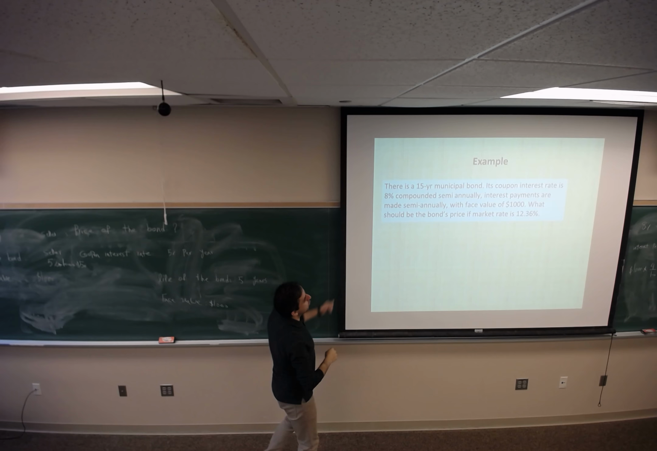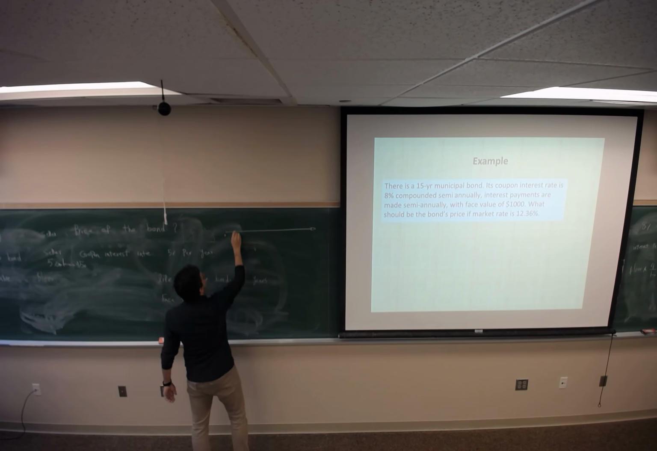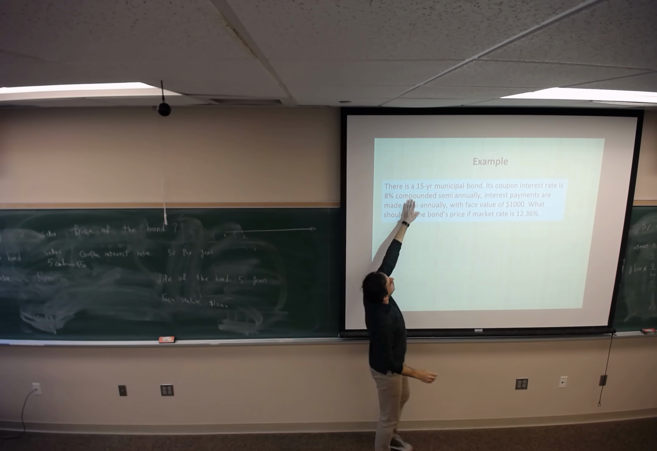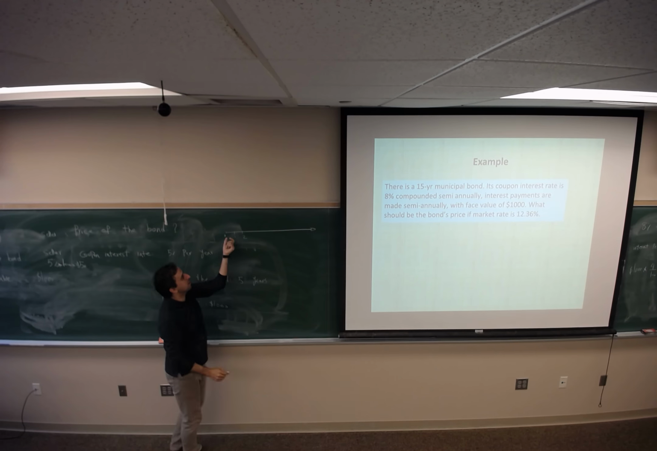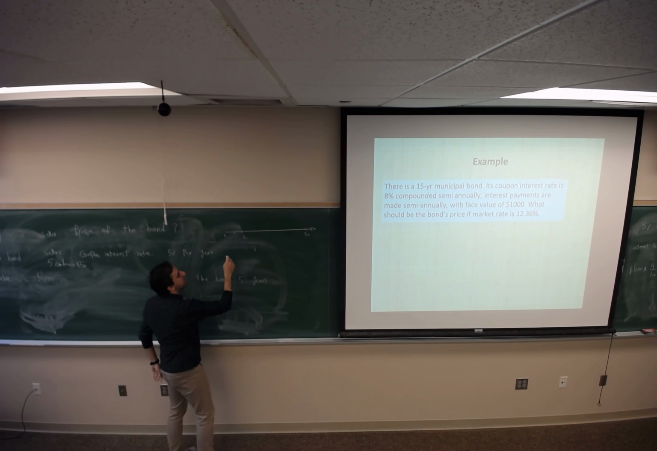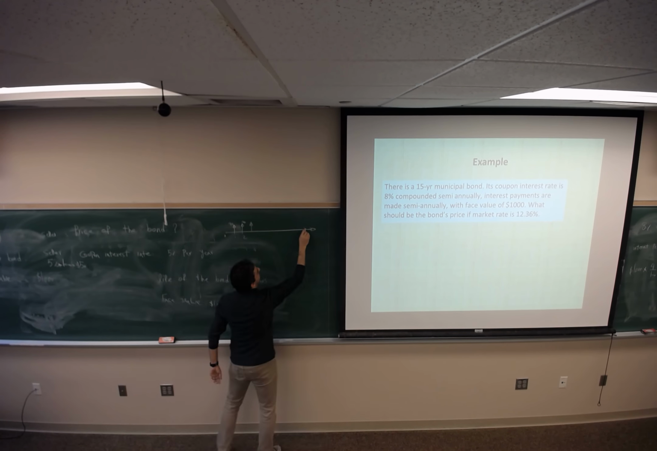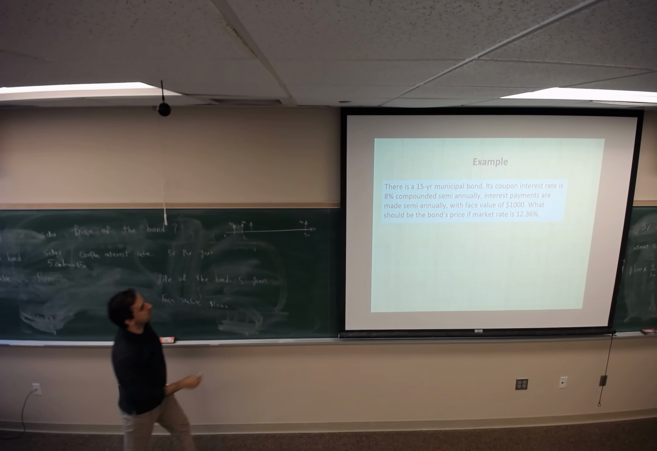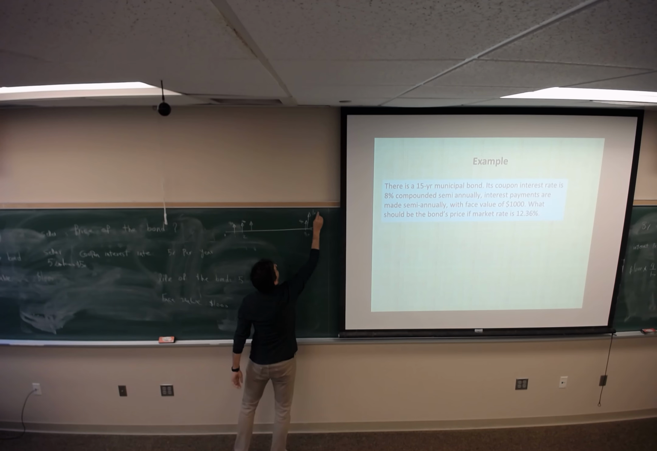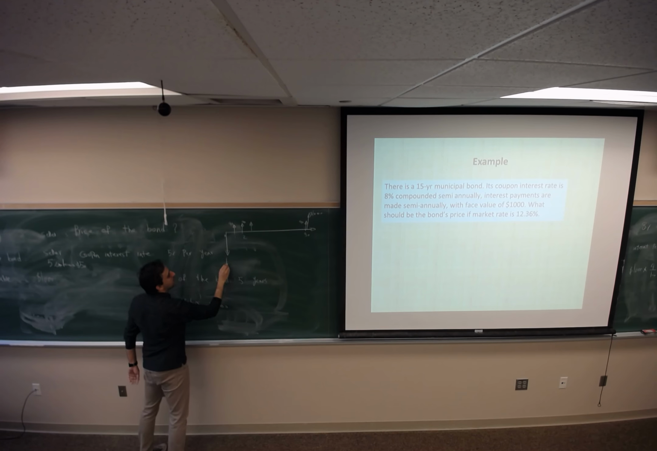So first of all, we need to draw the cash flow diagram. So we have 15 years, but since we get paid every 6 months, the periods of time should be 6 months. So 15 times 2 is going to be 30. So we have 30 periods of time. Every 6 months you get paid $40 for 30 periods of time. And at the end you get paid $1,000 extra as a face value. And upfront you will pay the price of the bond.